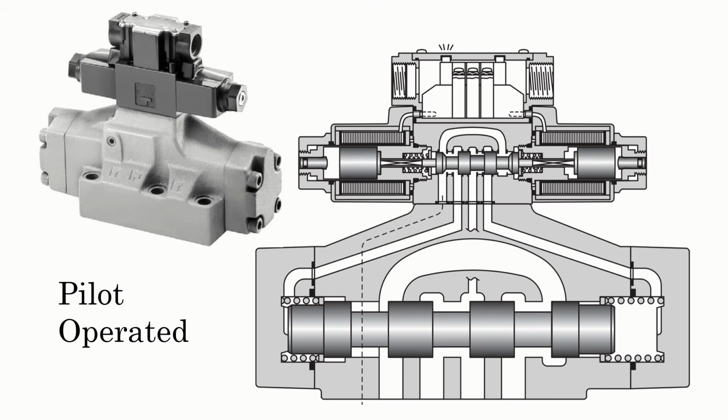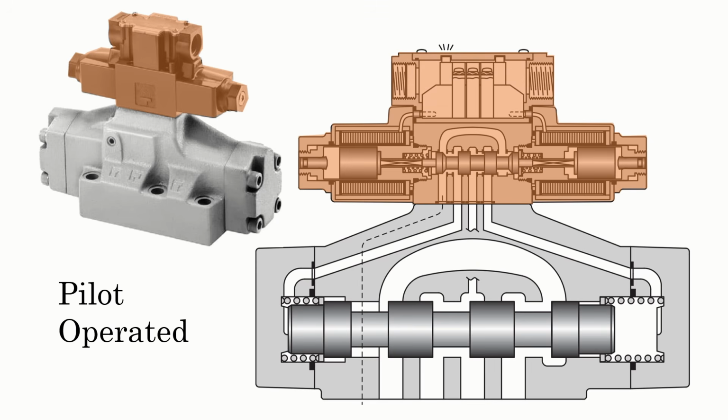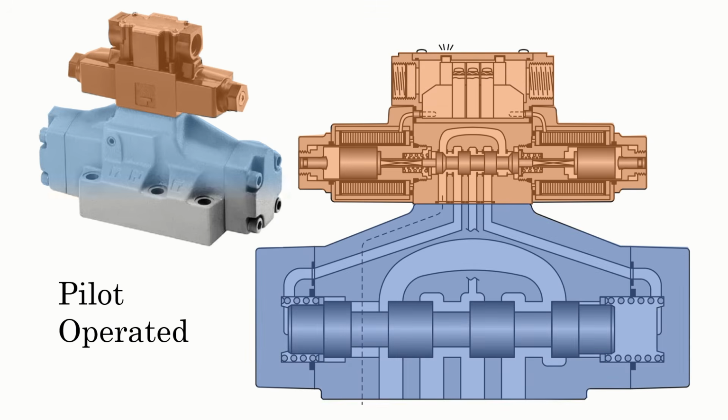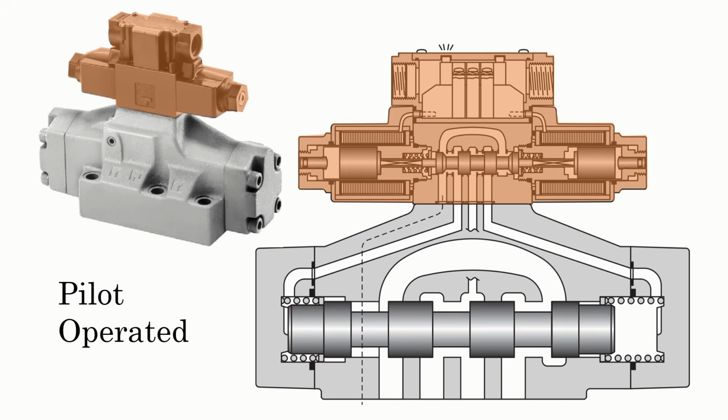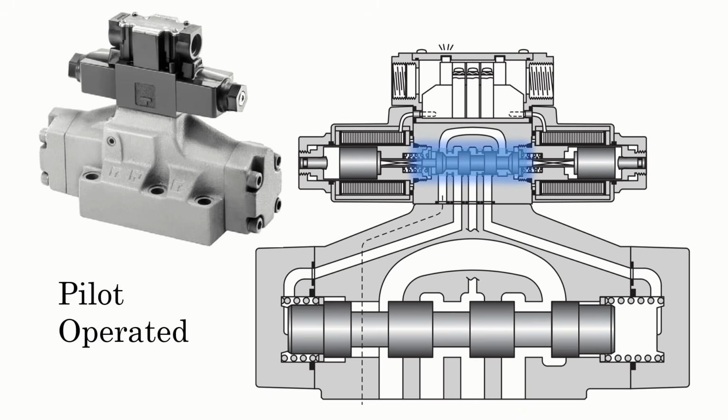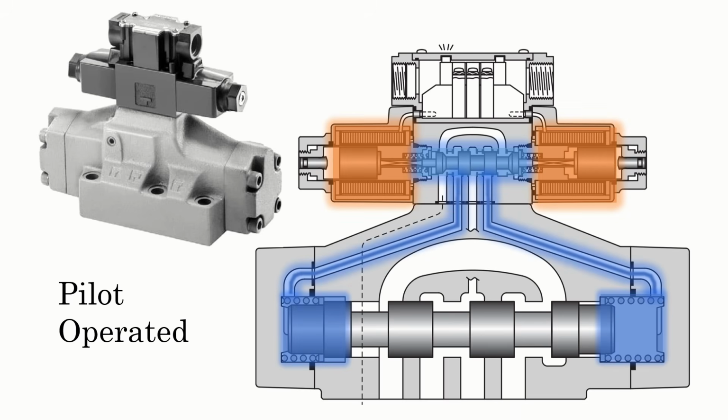A pilot operated valve consists of two parts, a small pilot valve and a large main valve. The pilot valve can be mounted with the main valve or it can be used remotely. Now, when the pilot valve is actuated directly by a solenoid, it directs hydraulic pressure, typically 5 to 10 bar, to the main valve chamber. That pressure moves the main spool or poppet, and this is what a pilot operated valve is.